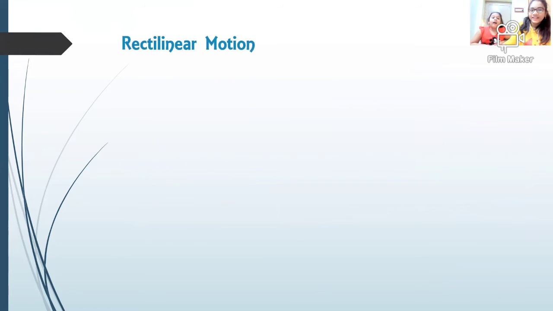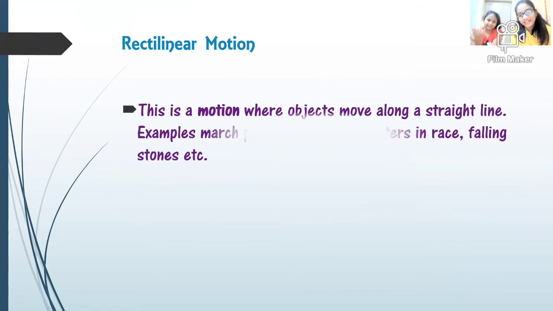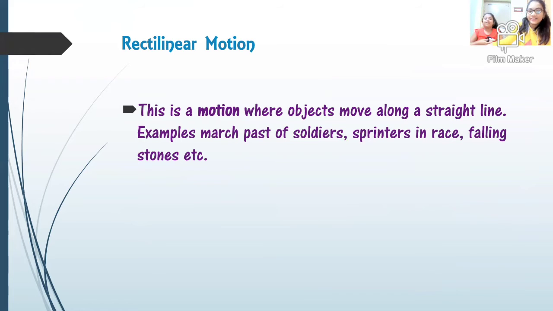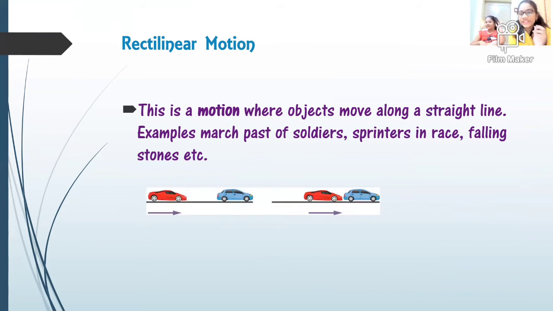Okay, let's go. Rectilinear motion. Rectilinear motion is the motion where objects move along a straight line. Examples: march past of soldiers, sprinters in a race, falling stones, etc.